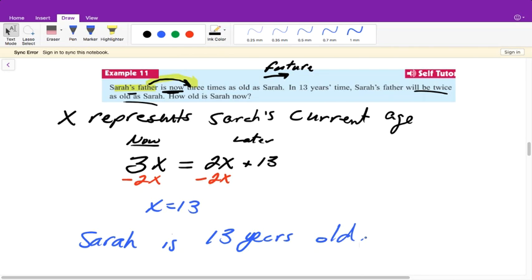All right, that is it for this one. And we knew that we were talking about Sarah's current age and not her father's, because her dad's age was determined by Sarah's. All right, let's move on to the next one.